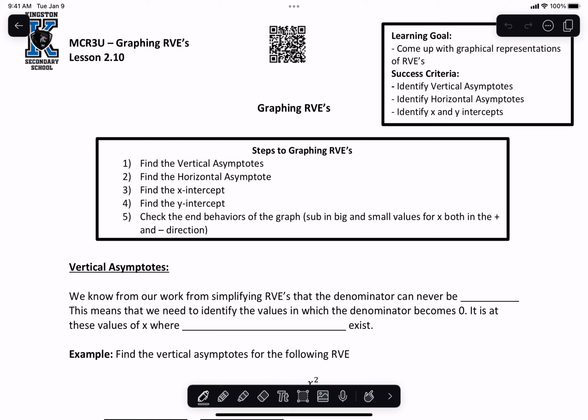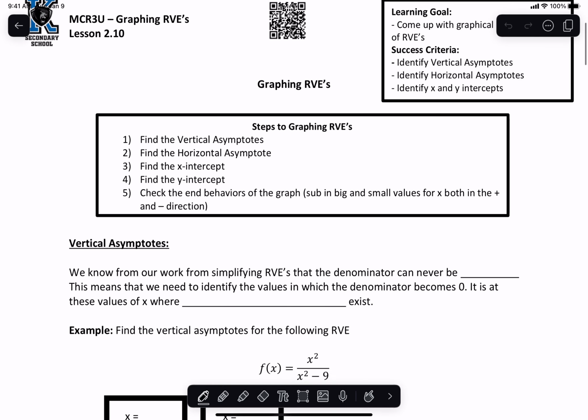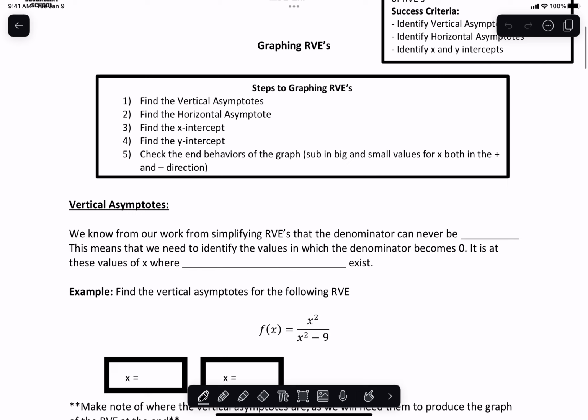So finding vertical asymptotes as well as identifying holes in the graph, those two go hand in hand. So vertical asymptotes, we know from our work for simplifying rational expressions that the denominator can never be what? Zero. Good. That's a big part.